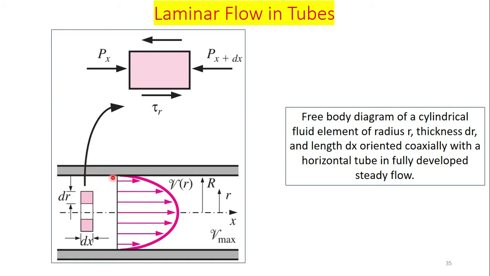Now consider a pipe, and the flow of the fluid inside the pipe is fully developed. We will now consider a ring-shaped differential element, or differential volume, whose radius is r. This is the differential element, its radius is r and its thickness is dr, where the length of this differential ring is dx.